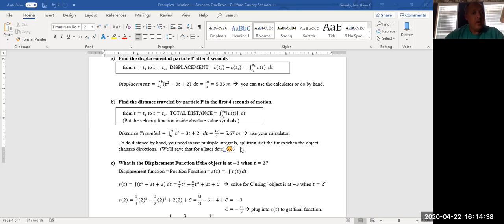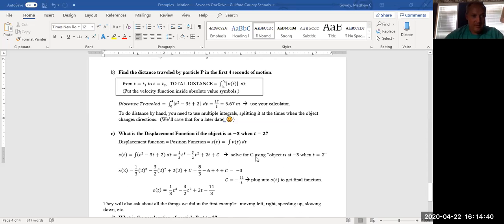Okay? So then the next thing that they might ask, what's the displacement function if the object is at -3 when t equals 2? So remember, all we know is velocity. What is the actual s of t function? Well, s of t, remember, is the antiderivative of velocity. So we'll do the antiderivative of velocity. Gives me 1/3 t cubed minus 3/2 t squared plus 2t plus c. But now we've got to solve for c.